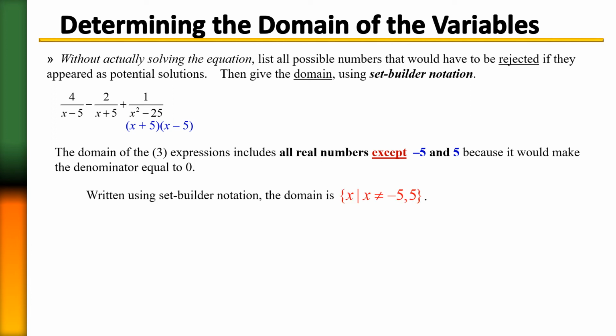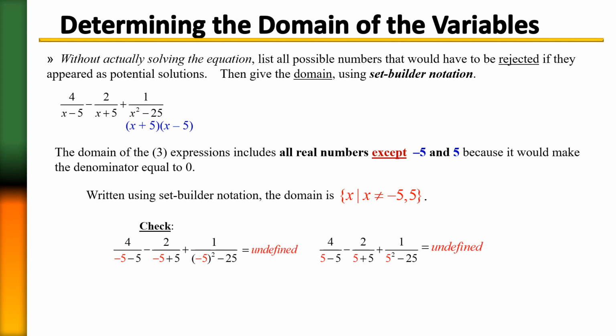So if you want to write that in set builder notation form, it's written the same way. You're basically saying that x is such that it could be any real number, but it cannot be -5 and 5. And the reason for that, if you were to plug them back in, you would see that plugging in a -5 or 5 would make the bottom undefined. So therefore, again, in this instance, the two solutions that we would have to throw out, if they were a solution, would be -5 and +5. And there you have it, finding the domain of rational equations.